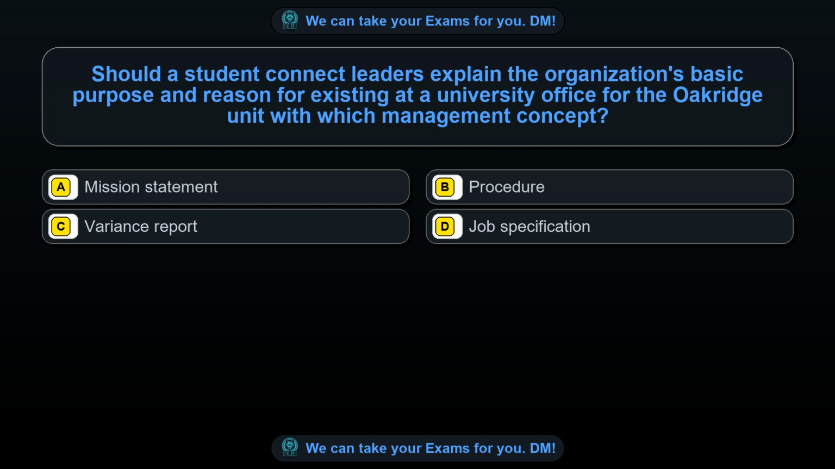office for the Oak Ridge unit with which management concept? Option A, mission statement. Option B, procedure. Option C, variance report. Option D, job specification. The correct answer is option A, mission statement.